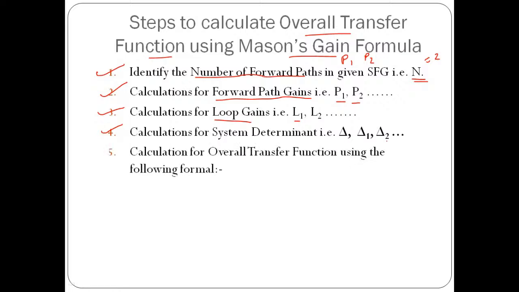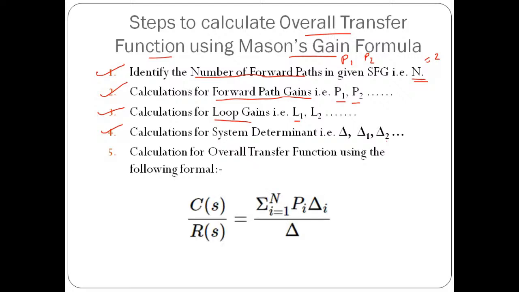And then we need to apply Mason's gain formula in step number 5 to determine the overall transfer function. So these are very simple steps which we need to follow in order to obtain the transfer function of a system if the signal flow graph is known to us. So in step number 1, identify the number of forward paths. That means we need to identify the value of n.